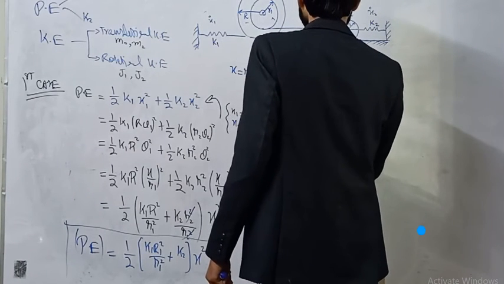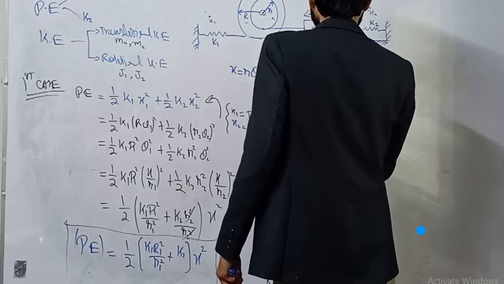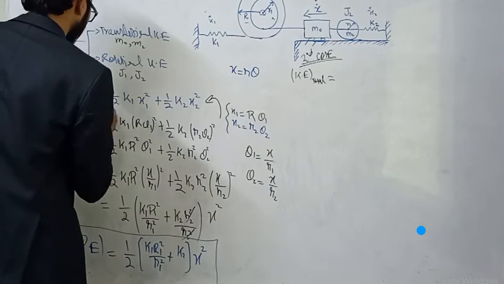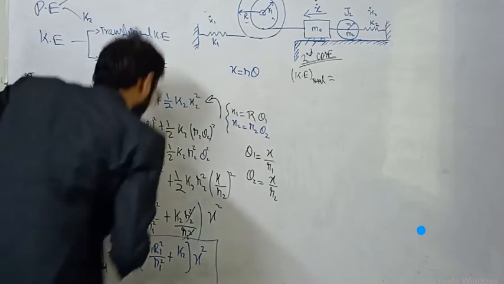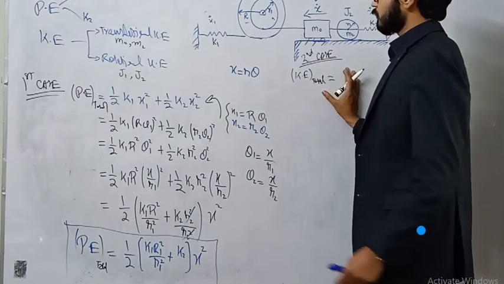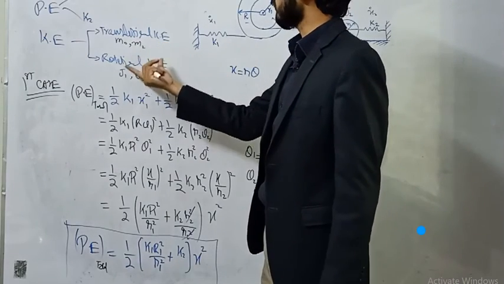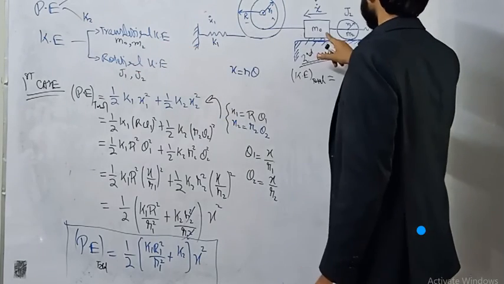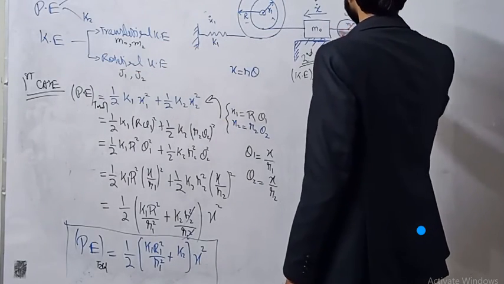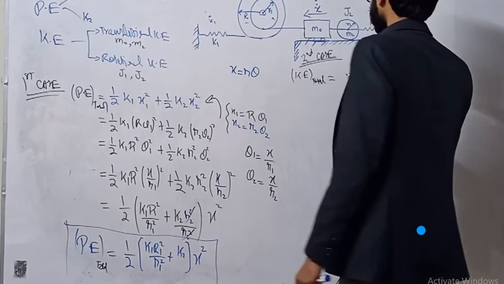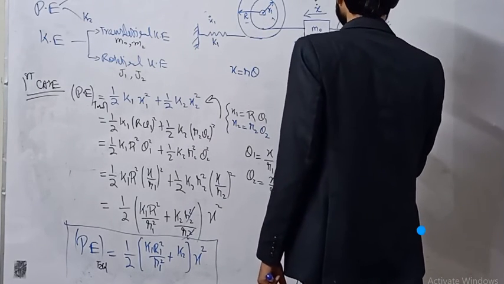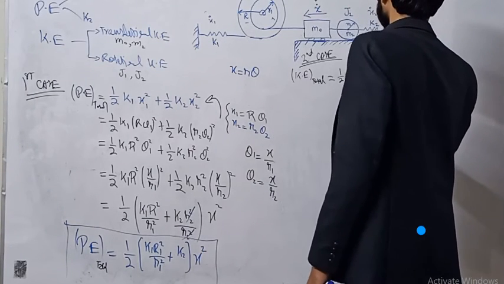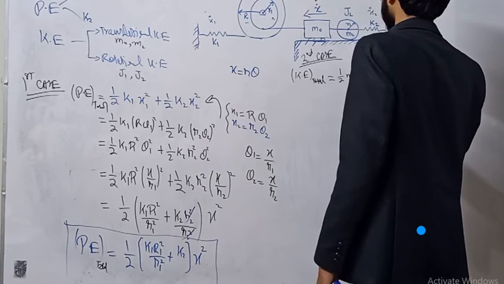So the kinetic energy that will be associated with this system, and its total value, you can write total here as well, like for the potential energy. So what will be the total kinetic energy? Total kinetic energy will be because of the two translational components and two rotational components. So what are the two translational components? That is this mass m naught and this rotating element. So we can write, what is kinetic energy? Kinetic energy is equal to half m naught x naught square.